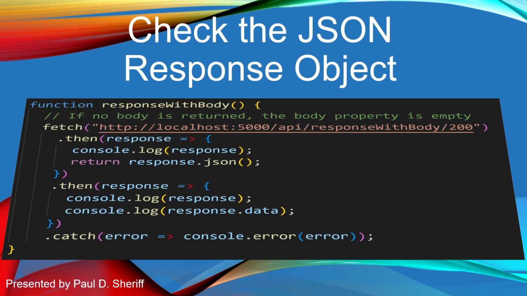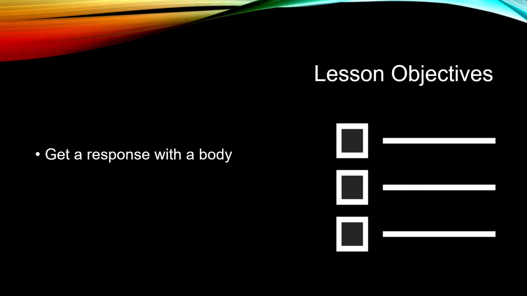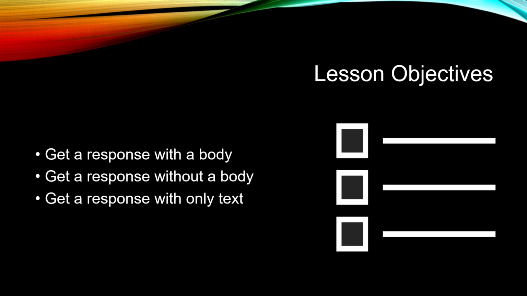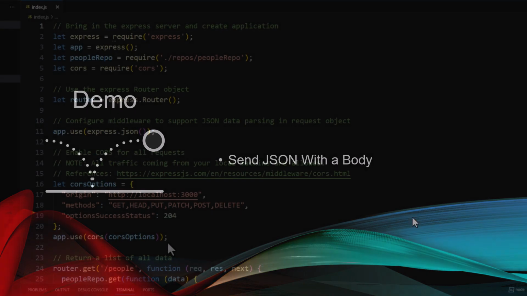This lesson is check the JSON response object. The objectives for this lesson are to get a response with a body, get a response without a body, get a response with only text. You're going to see all the various differences and why it's important to stay consistent with always returning the same thing. We're then also going to take a look at how to write a generic function that can handle any kind of response. So let's start out with sending JSON with a body.